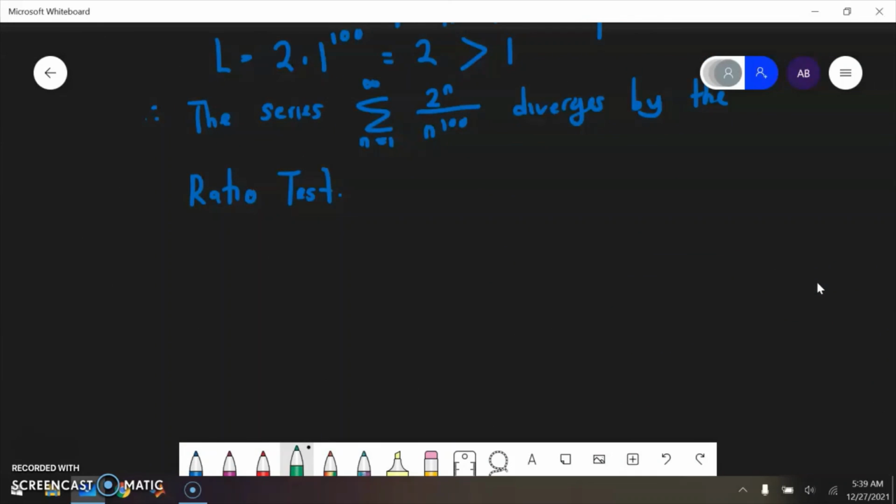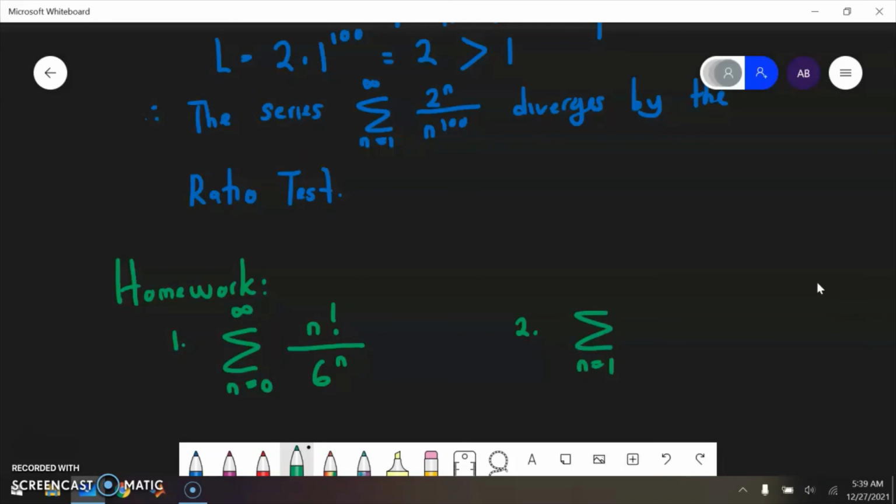Now I'm going to give you homework that you need to submit to me. There are 2 questions. Question 1 is the series summation n equals 0 to infinity of n factorial over 6 to the power of n. And number 2 is summation n equals 2 to infinity of 1 over n ln n.